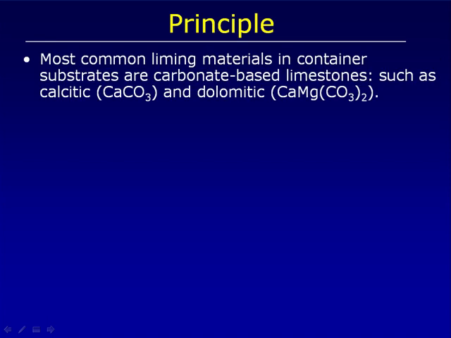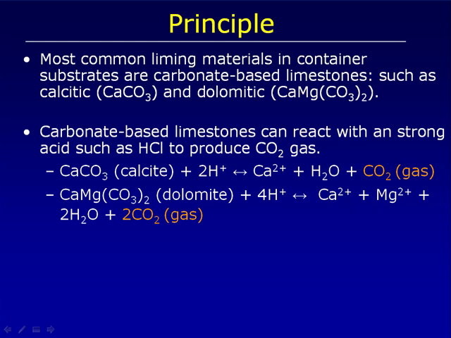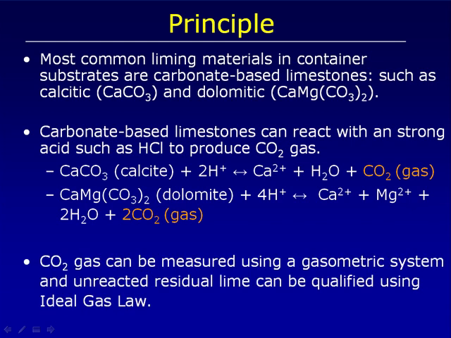Most commonly, growing media have limestones that are in a carbonate form, such as calcitic limestone or dolomitic limestone. Carbonate-based limestones, when we add an acid, will produce CO2 gas. We can capture and measure this volume of CO2 gas and relate it back to the left side of the equations above to calculate how much calcite or dolomite are present in a growing medium sample.